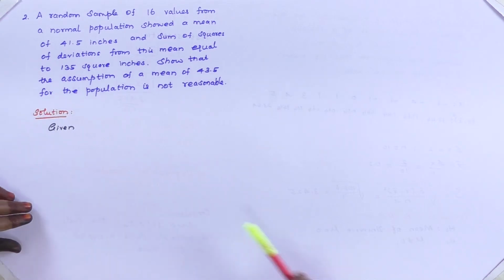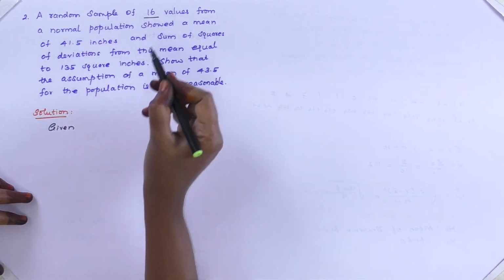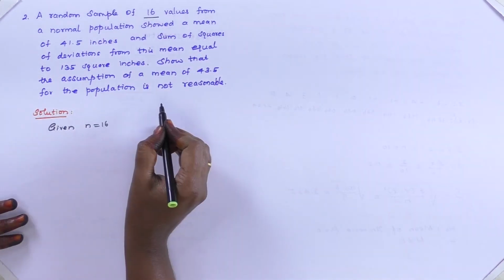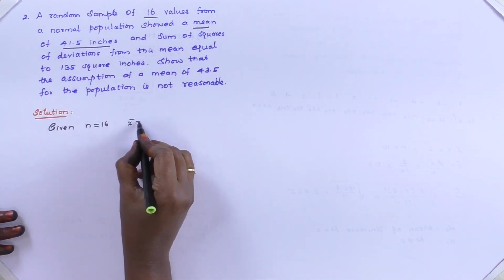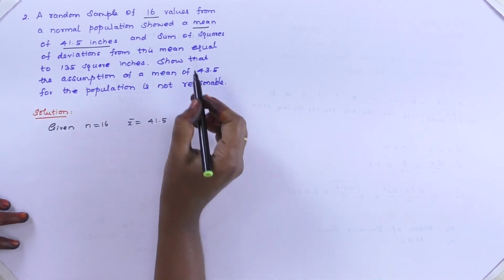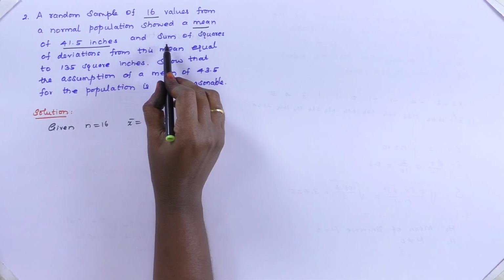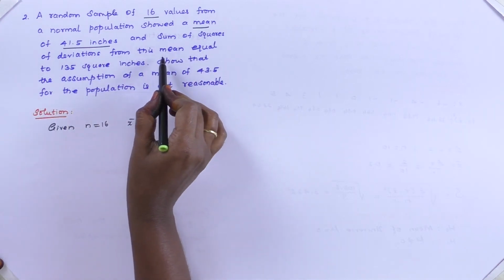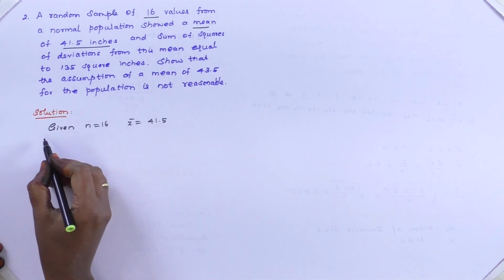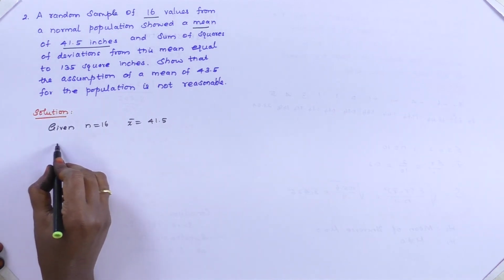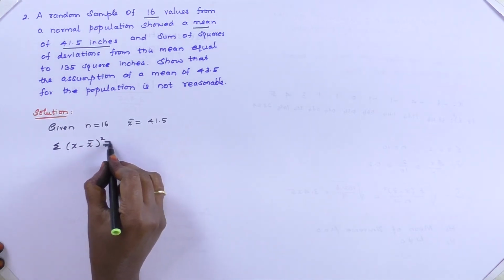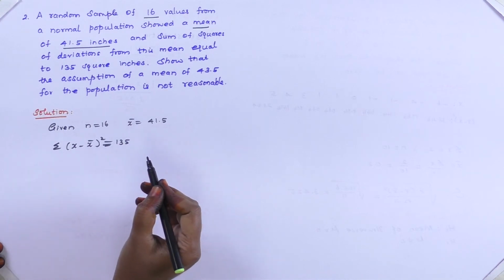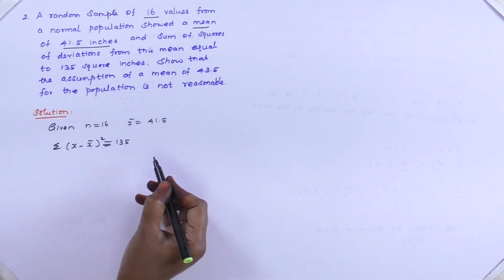Here the given values are: sample size n equal to 16, sample mean x bar is equal to 41.5, and the sum of the squares of their deviation from this mean is given, that is sum of (x minus x bar) the whole square is equal to 135.